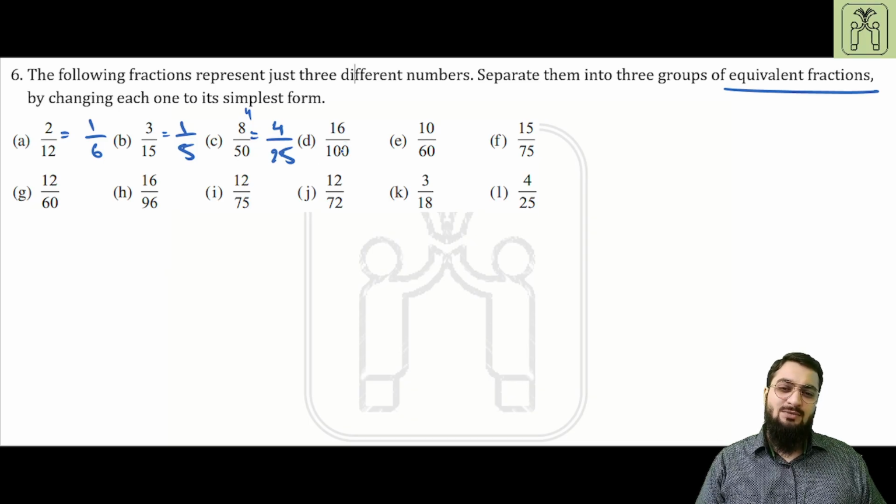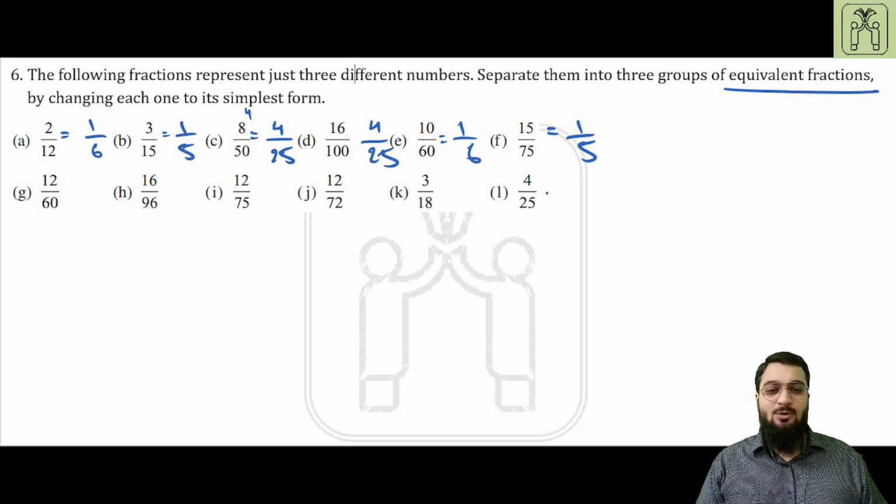16 upon 100 can be written as 4 upon 25, so 4 4s are 16 and that will be 25. 4 is the common factor. 10 upon 60 divided by 10 gives 1 upon 6. 15 upon 75 divided by 15 will give you 1 upon 5. Then we have 4 upon 25, this is the simplest form. 3 upon 18 will give 1 upon 6.